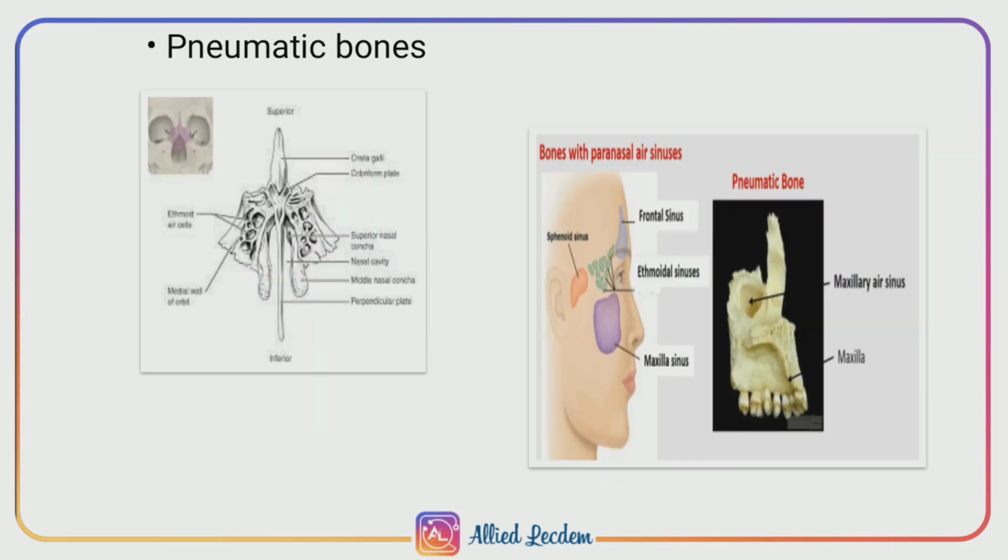Fifth one is pneumatic bones. Certain irregular bones contain large air spaces lined by epithelium. Examples are maxilla and sphenoid, etc. They make the skull light in weight, help in the resonance of voice, and act as air conducting chambers for the inspired air. It improves the quality of the voice.